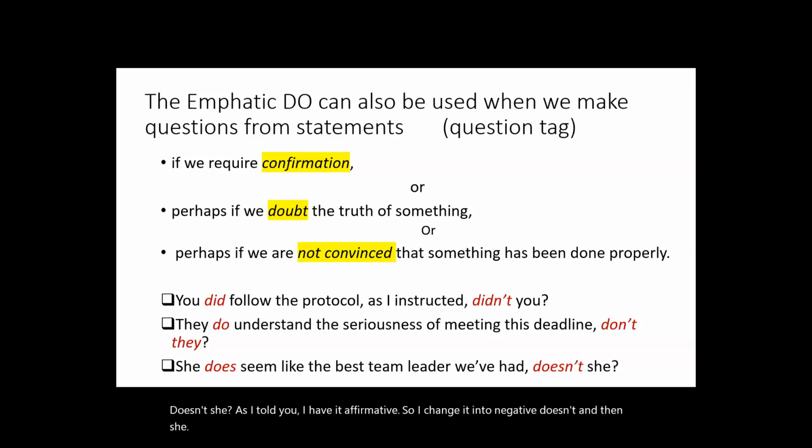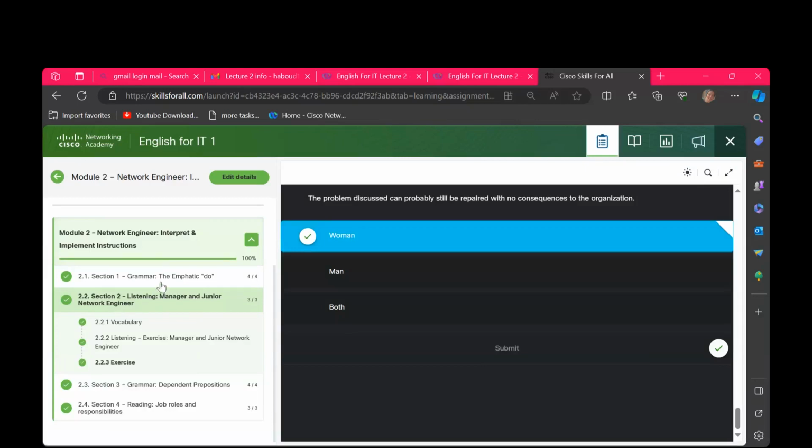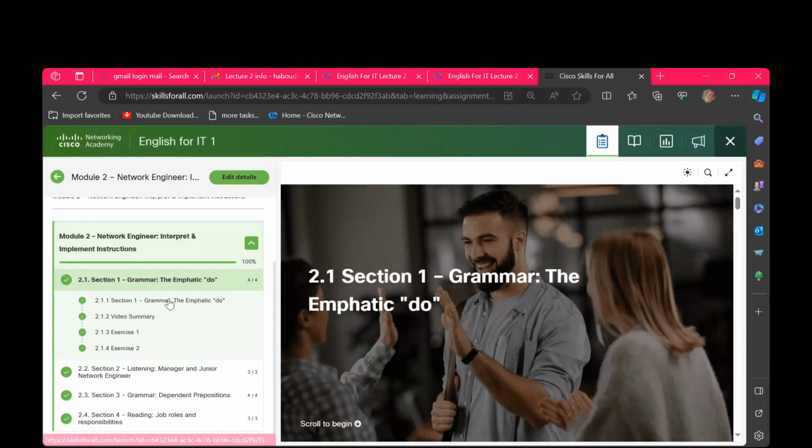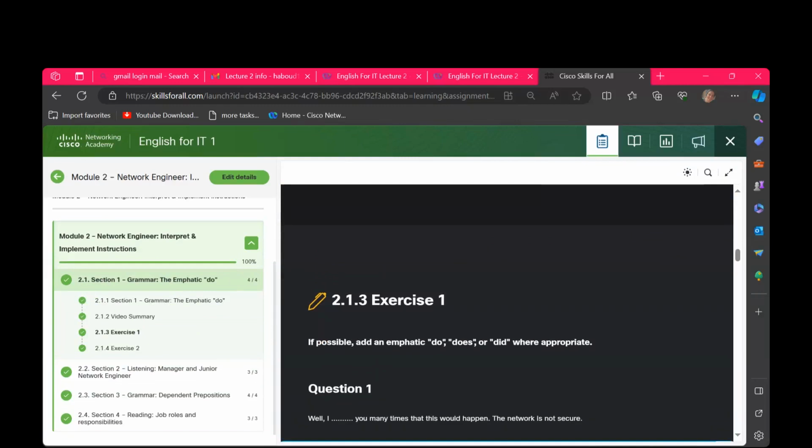So, well, that's all about the emphatic do. So, let's answer some questions and see if we can do that correctly or not. Okay, we'll go to section one, the emphatic do, and we'll have a look at exercise one. If possible, add an emphatic do, does, or did, where appropriate. So I need to add whether do, does, or did, where appropriate, if I can.